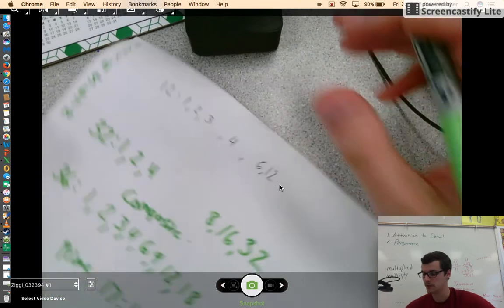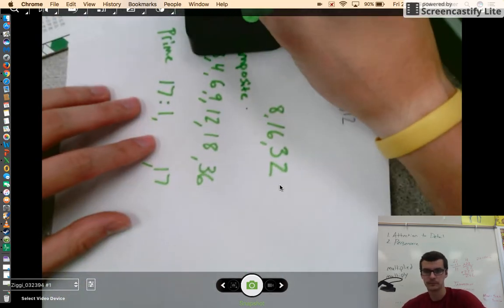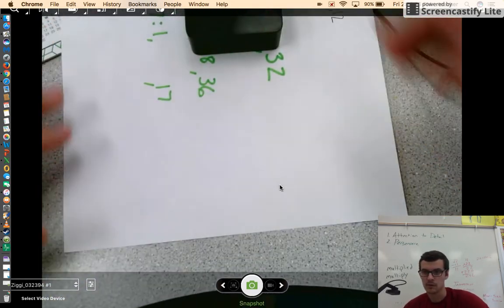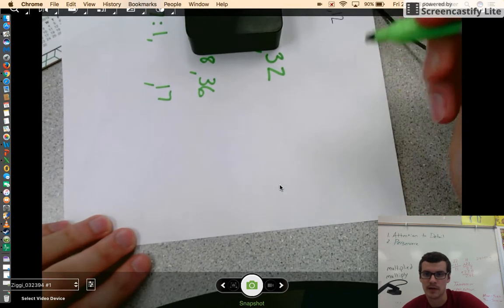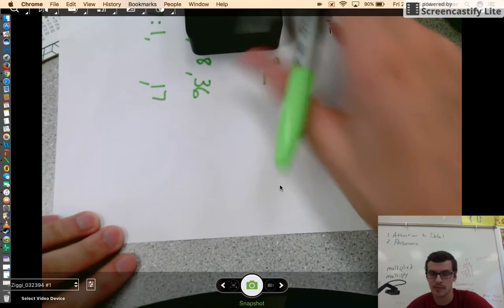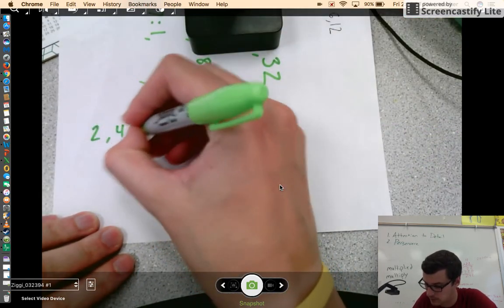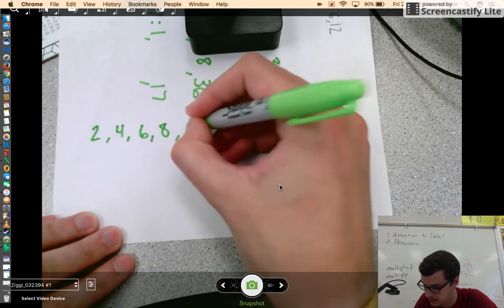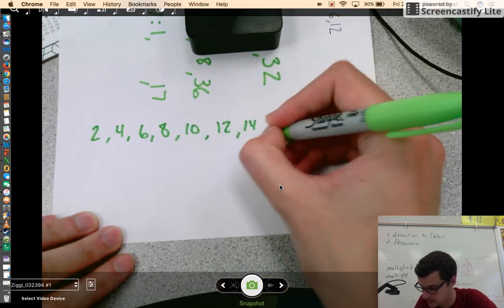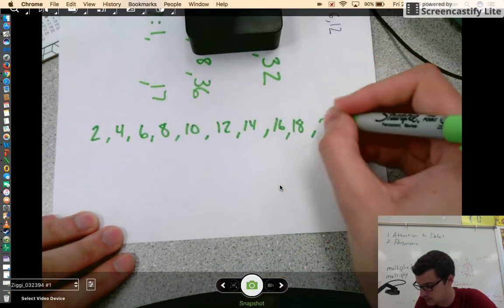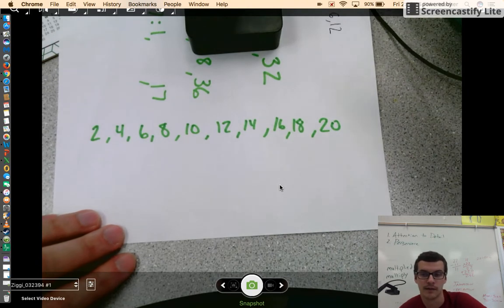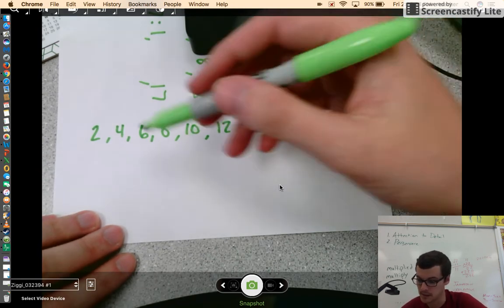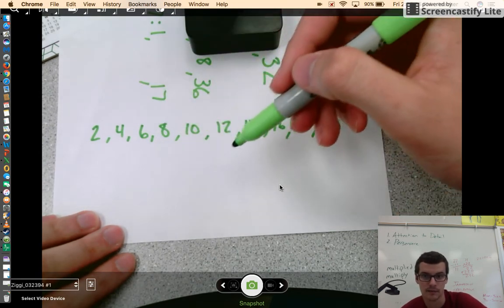Okay, let's talk about multiples. So multiples are just like our multiplication tables. If I want to know the multiples of 2, then I'm just going to count by 2. I would say 2, 4, 6, 8, 10, 12, 14, 16, 18, 20, and I can go on forever here counting by 2s. Those are the multiples of 2. So when you think multiples, think multiplication tables, because I'm literally just counting by that number.